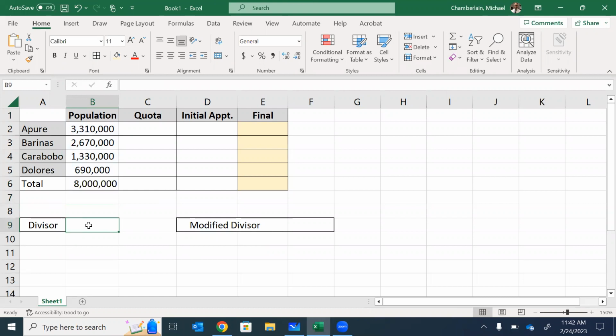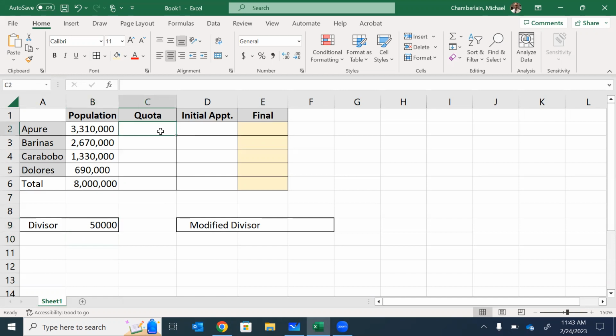Remember my initial divisor. I'm going to click in that box. And the way you type a formula in either Excel or in Google Sheets is you use the equal sign. So I'm going to type equals, and then click on the box that I want. The box is the 8 million, the population. I'm going to divide that by 160 because there were 160 seats. That's my 50,000.